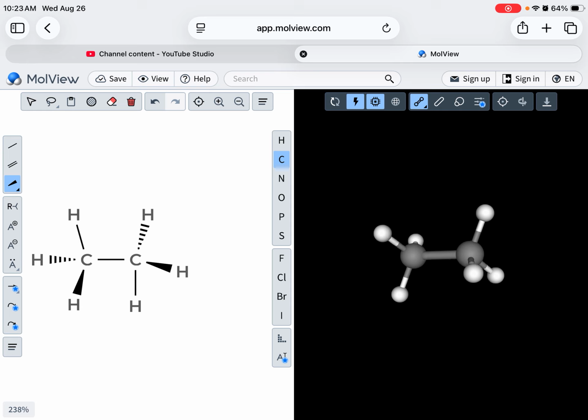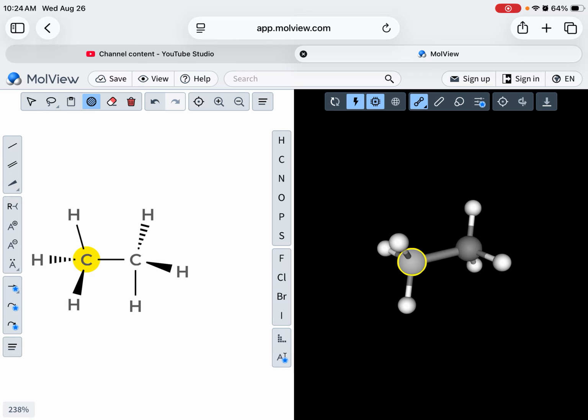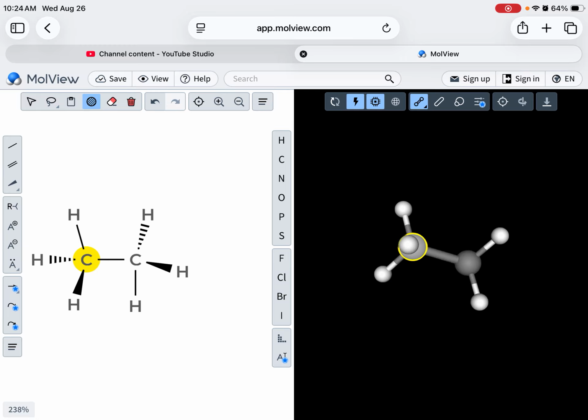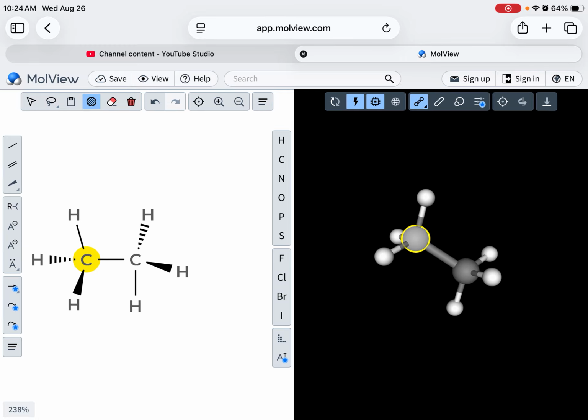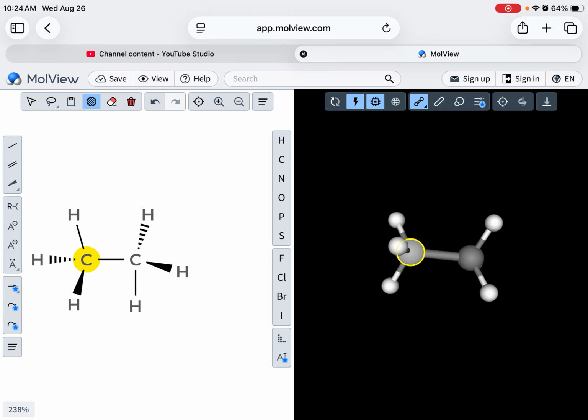Okay. But when you focus just on one of the carbons, this one right here, orient it that way. There we go. That looks a little bit better. Oh, this is a finicky program. I try my best here.